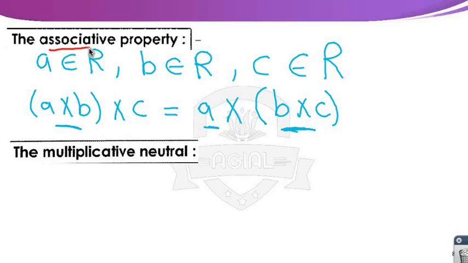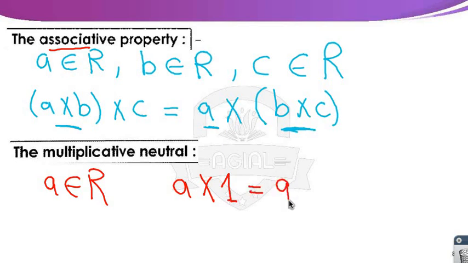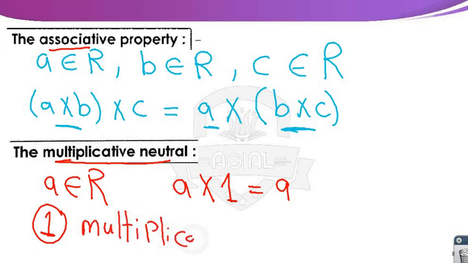The fourth property is the multiplicative neutral. a belongs to R, a multiply 1 will be a. So 1 is the multiplicative neutral in R.